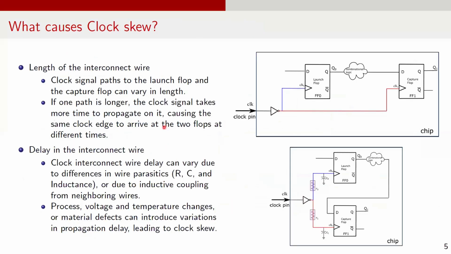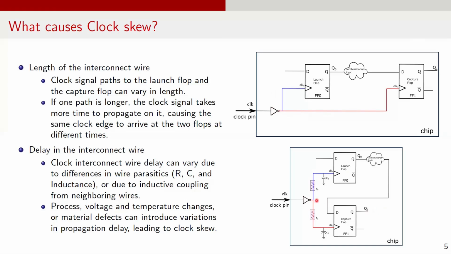Now let's discuss what factors contribute to clock skew. At high level, there are primarily two reasons: the length of the interconnect wire and the delay in the interconnect wire. Let's find out how the length of the interconnect wire can affect clock skew. In a digital circuit, the paths taken by the clock signal to reach the launch flop and the capture flop can differ in length. If one path has longer interconnect wire than the other, the clock signal will take more time to propagate, causing the same clock edge to arrive at the two flops at different times, leading to clock skew.